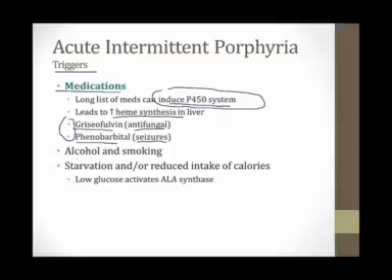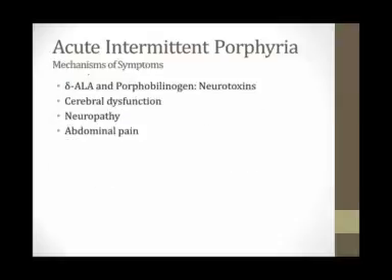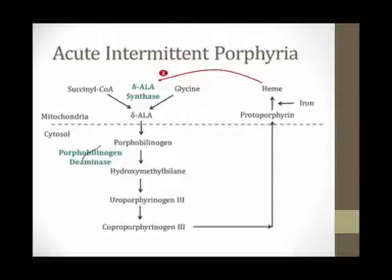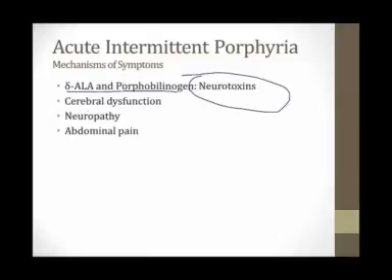Other triggers for the condition include alcohol and smoking, and then also starvation or reduced intake of calories is also a classic trigger. Low glucose activates allosynthetase, and this leads to more production of heme and a rise in the porphyrobilinogen levels. The reason the symptoms in acute intermittent porphyria occur are because D-allo and porphyrobilinogen are neurotoxins. If we go back to this slide, when this enzyme is dysfunctional, the levels of porphyrobilinogen will rise. The levels of D-allo can also rise, especially when D-allosynthetase is activated by one of those triggers. So when those neurotoxin levels elevate, patients can develop cerebral dysfunction, especially confusion and delirium and dementia. They can develop neuropathy, and they can develop abdominal pain. And all of these are classic features of acute intermittent porphyria.